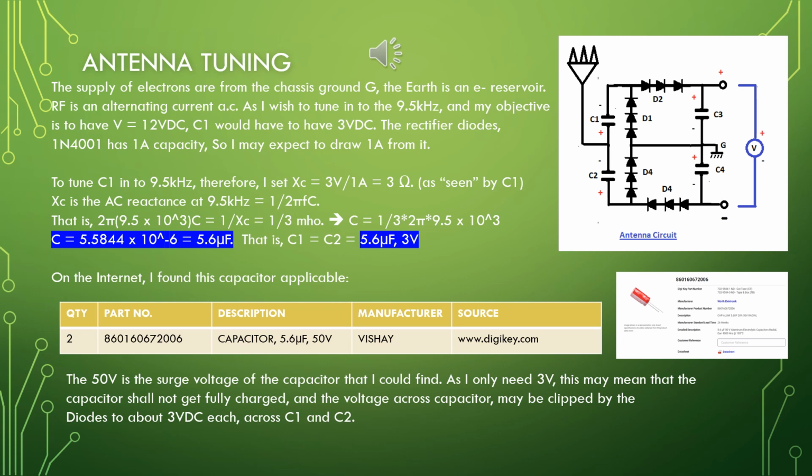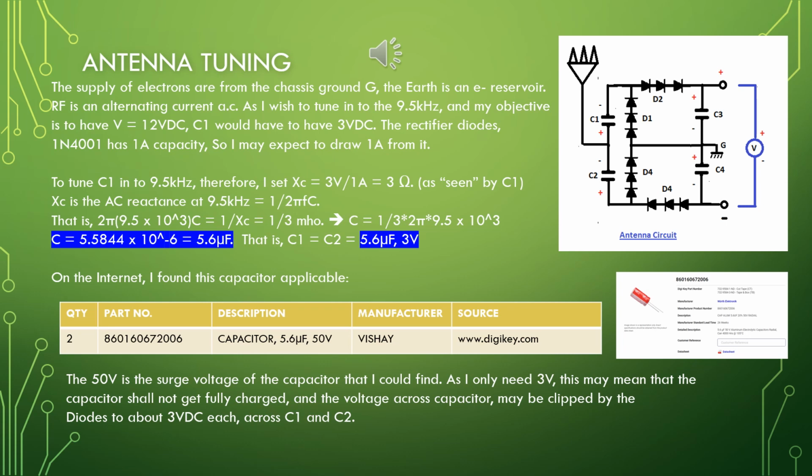Antenna tuning. The supply of electrons are from the chassis ground G. The Earth is an electron reservoir. RF is an alternating current AC. As I wish to tune in to 9.5 kHz, and my objective is to have V equal to 12 volt DC, C1 would have to have 3 volt DC. The rectifier diodes 1N4001 has 1 ampere capacity, so I may expect to draw 1 ampere from it.